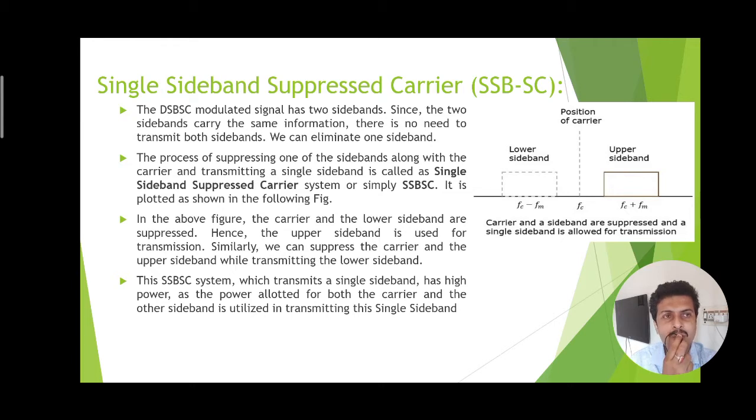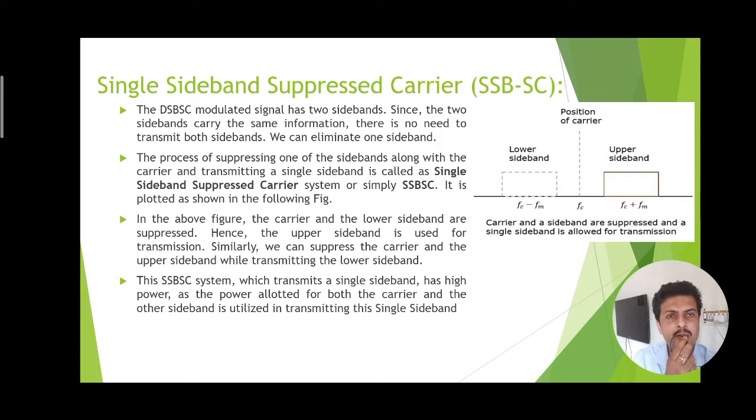But afterwards it was found that one of the sidebands is sufficient for the transmission of the information, because both sidebands are carrying the same information. So simultaneous transmission of the two sidebands is nothing but a wastage of power. That is why one of the sidebands is sufficient for the transmission, so that there will be no loss of the information.